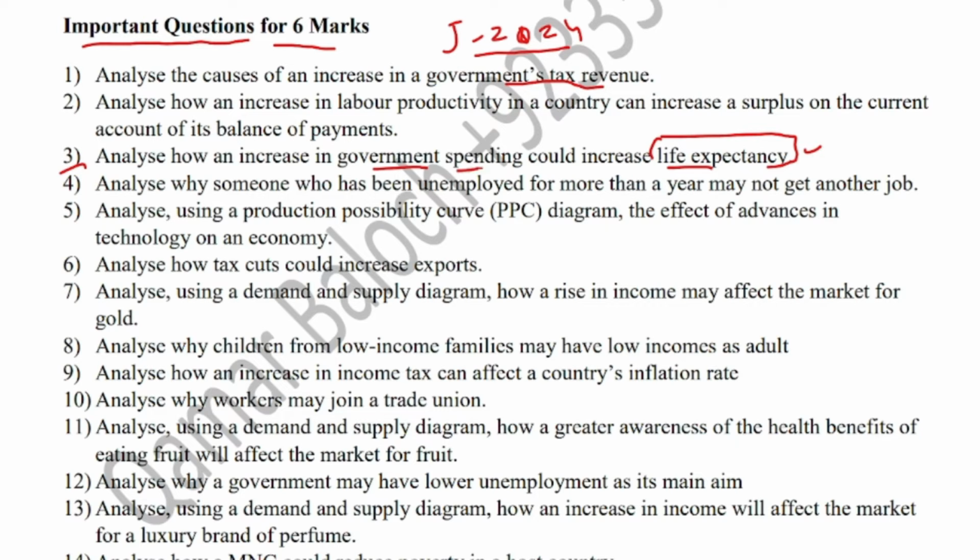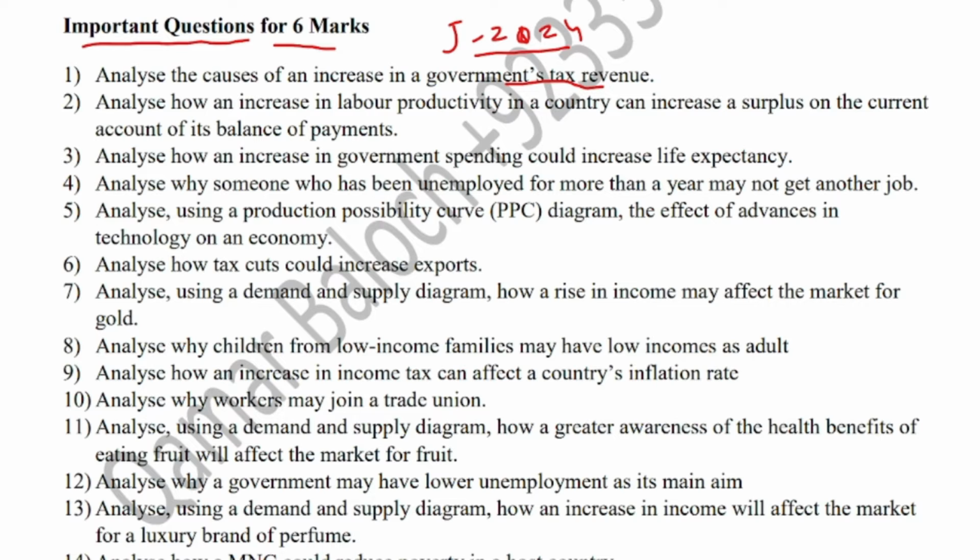Similarly, the government may spend more on healthcare, like hospitals, and it might train more doctors and spend more on medicine. So it may provide more medical facilities to the general public, and as a result general life expectancy in the country may increase.